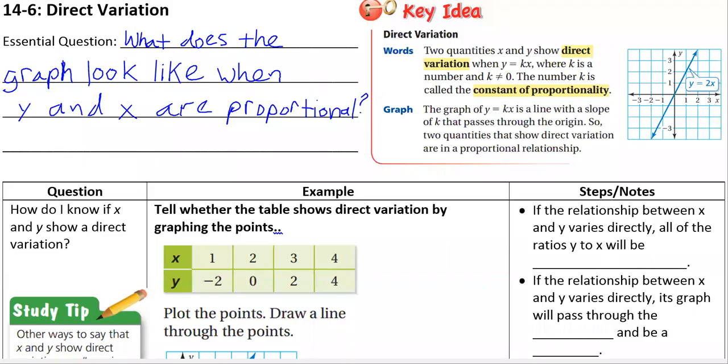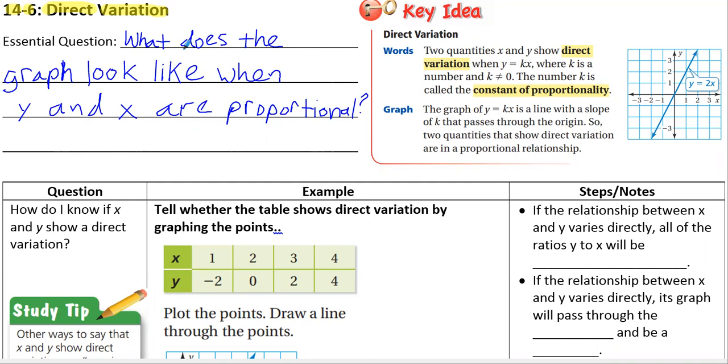Direct variation. Chapter 14.6. Direct variation. I don't know about you, but nothing gets me more excited than direct variation. I'm feeling tired just seeing those words. But you know what? It's actually cool. I know I always say that, but it is. And it actually really means a lot later down the road.